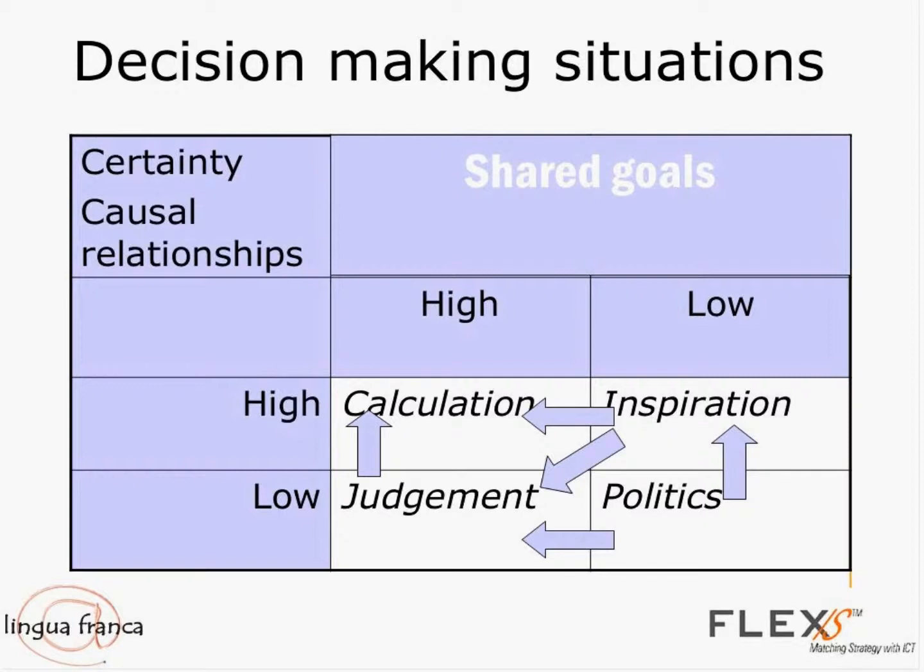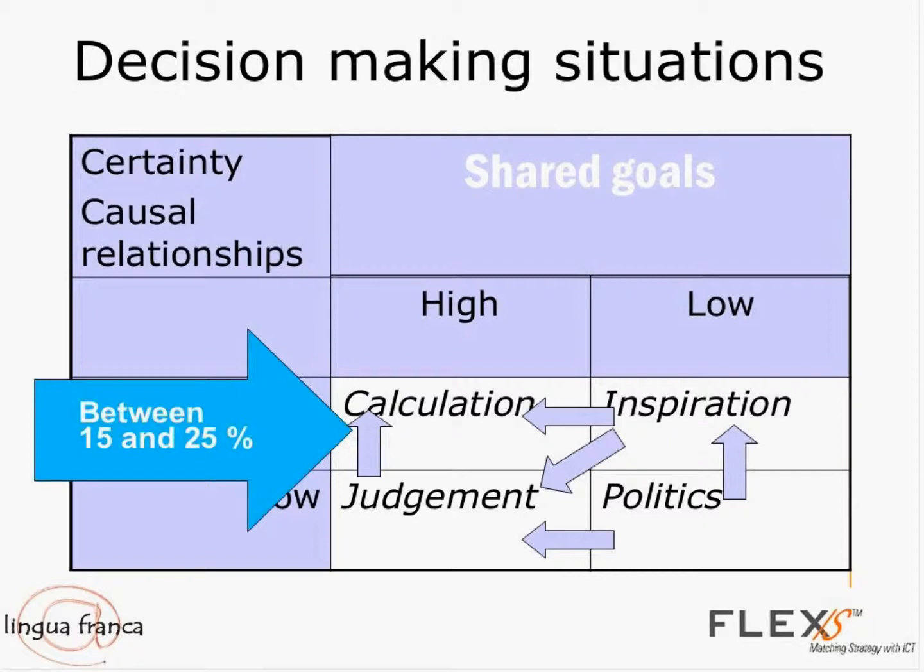You can have the best BI analysts, the best designers, builders, and analytical whiz kids, but if you are in the lower right-hand quadrant of this matrix, in the politics quadrant, you have a serious chance of project failure. And unfortunately, only between, let's say, 15 and 25% of all projects reach the calculation stage.